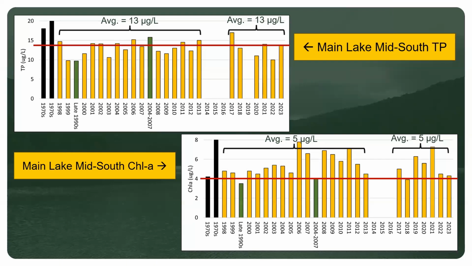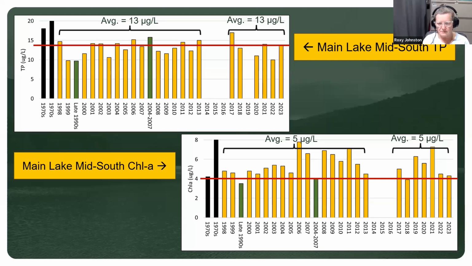What sample locations are there that would be well away from any known point source inputs in Cayuga Lake? The main lake mid-south, the one we're looking at now, would be the one that would be kind of the farthest away from any direct tributary or point source inputs. Okay.